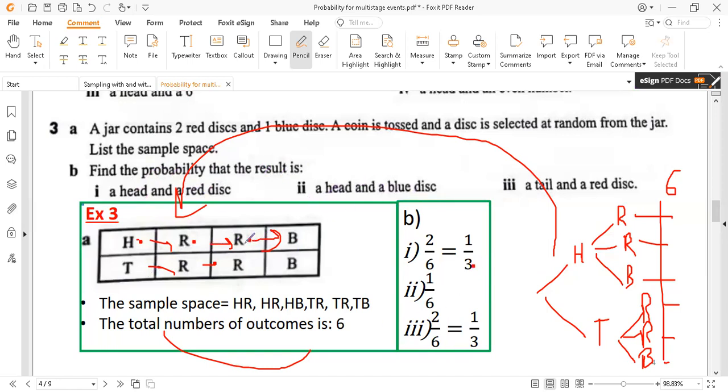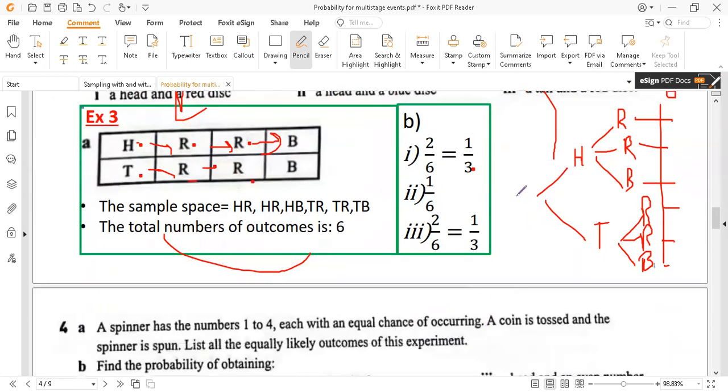A head and a blue disc: head and blue disc, 1/6. A tail and a red disc: tail and red disc, so 2/6, equivalent to 1/3.